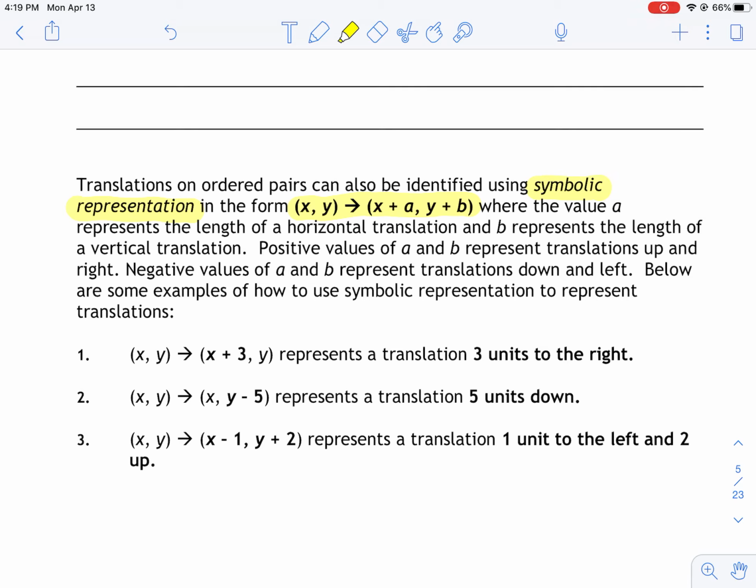So if it's X plus A, it's a shift right A units. If it's Y plus B, it's a shift up B units. Okay? And likewise, if it's X minus A, then it's a shift left A units. And if it's Y minus B, it's a shift down B units. So I have a few examples here for us to take a look at just to get this notation down here real fast. Okay?